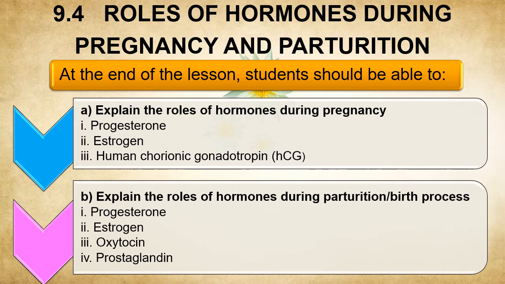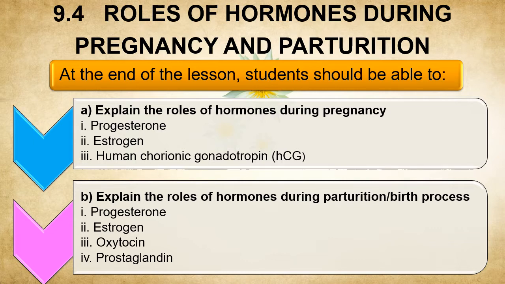At the end of the lesson, students, you should be able to, firstly, 9.4a, explain the roles of hormones during pregnancy. So the hormones involved during pregnancy are progesterone, estrogen, and human chorionic gonadotropin (HCG).